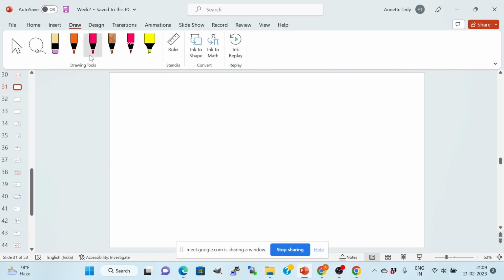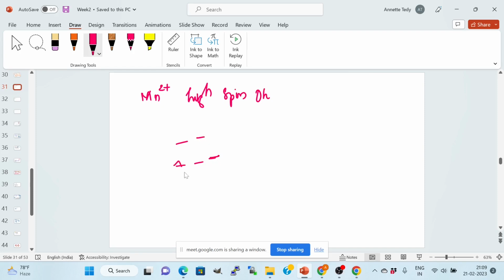For example, manganese 2 plus in high spin octahedral. So this is d5, 1, 2, 3, 4, 5. So minus 0.4 into 3 plus 0.6 into 2. This is 0. CFSE is 0 here. Whenever it is a d5 configuration and high spin octahedral, the CFSE will be 0, like in the case of Mn2 plus.